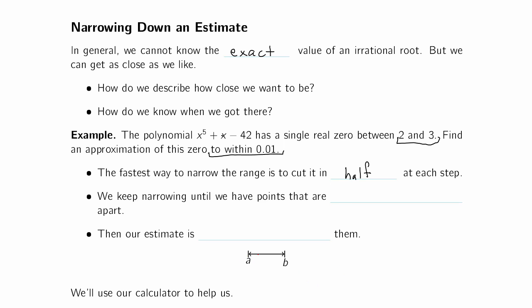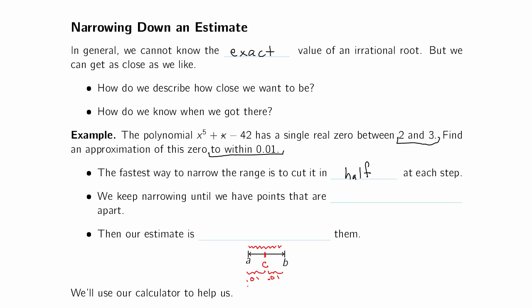Well, we're going to have some numbers a and b, and we know that the 0 is in between them. If we make our guess the point that's halfway between them, then to know that we're within 0.01 of the 0, we need to have this distance 0.01 and this distance also 0.01. Because then, if the 0 is between a and b, its distance from c is less than that 0.01.